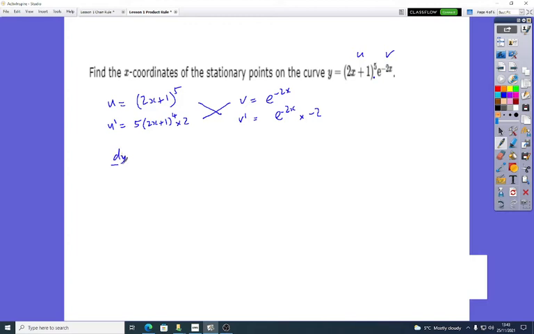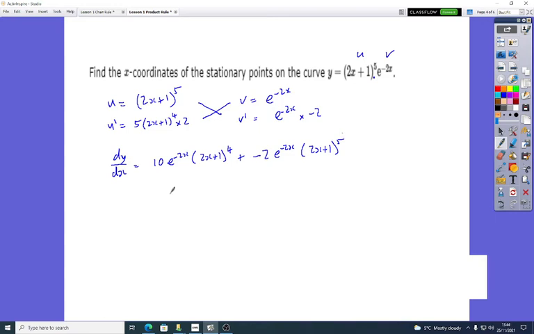So dy dx is going to be that times that. So that will be 10. 2 times 5 is 10. e to the minus 2x, open bracket, 2x plus 1 to the power 4. Now this is add. That times that, which is going to give me minus 2 e to the minus 2x, open bracket, 2x plus 1 to the power 5.